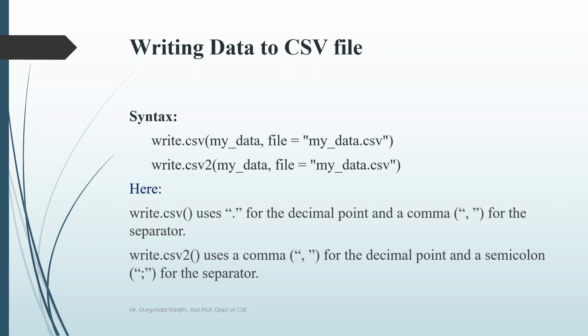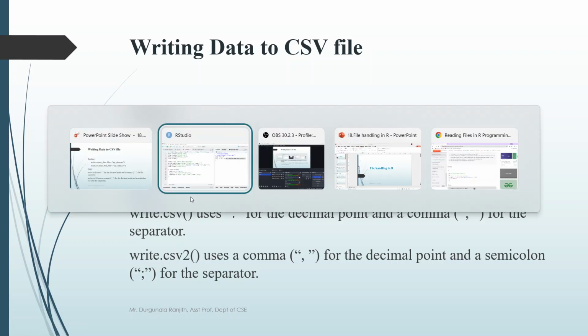So you use the data frame as the data, and then you give the file name. One more difference between write.csv and write.csv2 is that write.csv uses a comma for the separator and a dot for the decimal point, while write.csv2 uses a semicolon for the separator and a comma for the decimal point. This is the normal difference between the two. Let me write the data onto the CSV file.